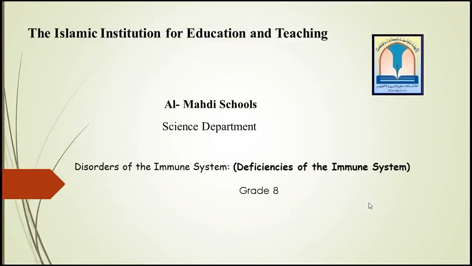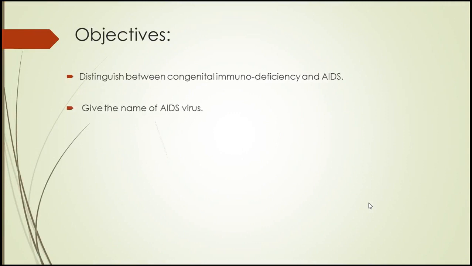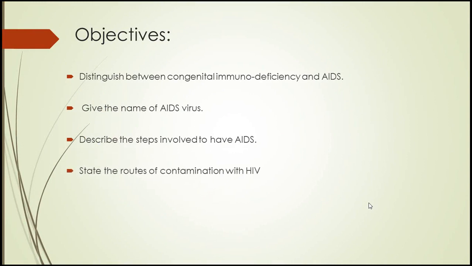Hello everyone, today we will discuss disorders of the immune system. During our discussion we will cover the following objectives. We will distinguish between congenital immunodeficiency and AIDS, give the name of AIDS virus, describe steps involved to have AIDS, state the routes of contamination with HIV.